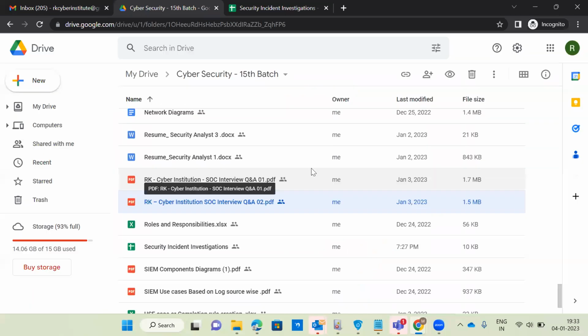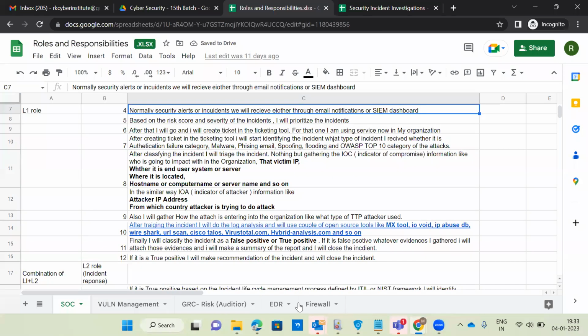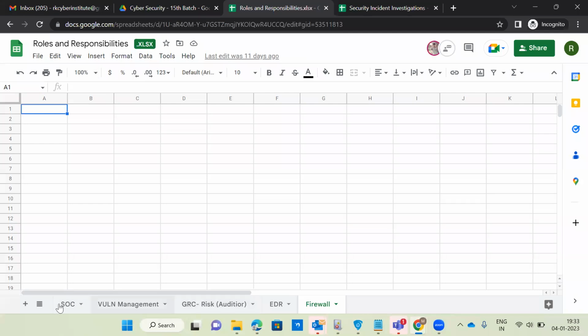From my side, a couple of things are pending. One is vulnerability management, okay, SOC is okay. GRC, I have to write. EDR, I have to complete, it's not completed yet. Firewall also I have to write. These 3 things are pending from my side: GRC, EDR, firewall. I will complete them by the end of this week, by Sunday. SOC and vulnerability management are already completed. Please go through these 2 as well.